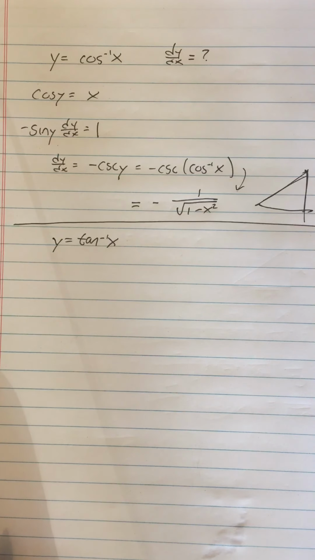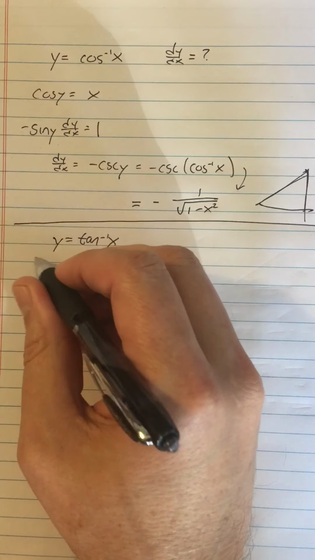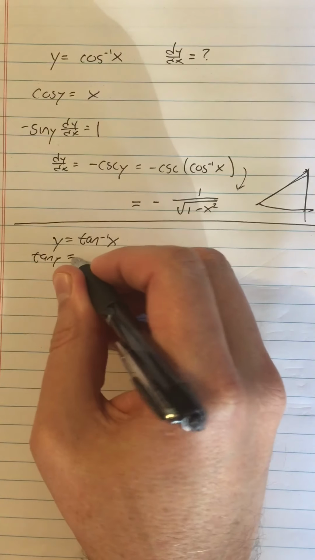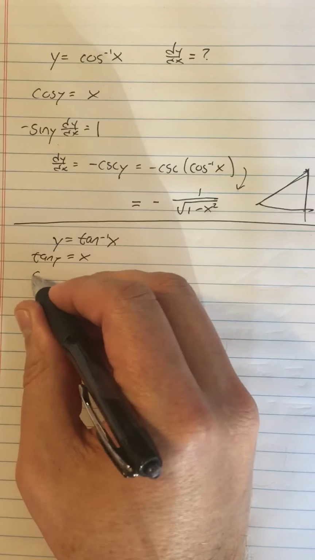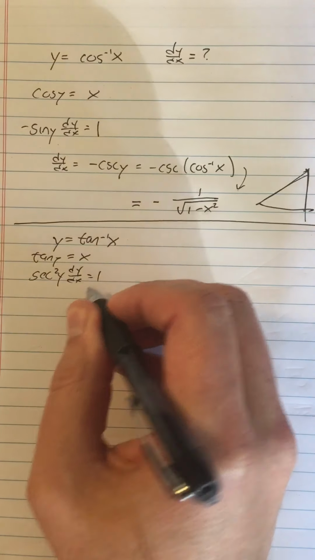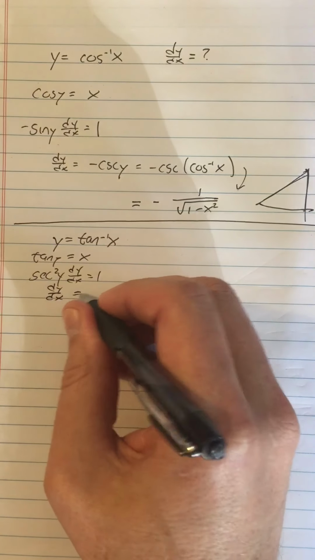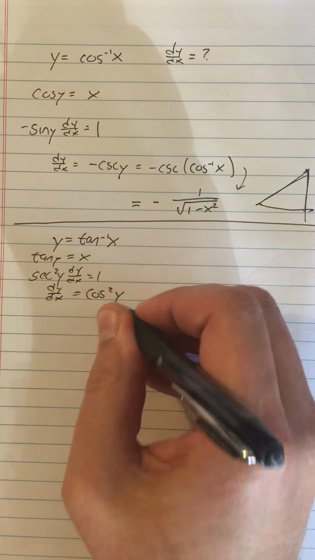So next up, inverse tangent. For inverse tangent, we're going to start by saying tangent y equals x, and then we're going to do our derivatives. So we're going to have secant squared y dy dx equals 1. So we end up with dy dx equals cosine squared y. So you know the difference on this one is.